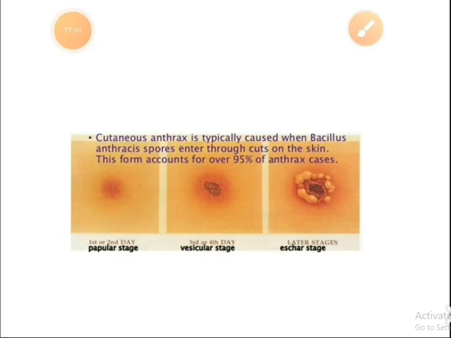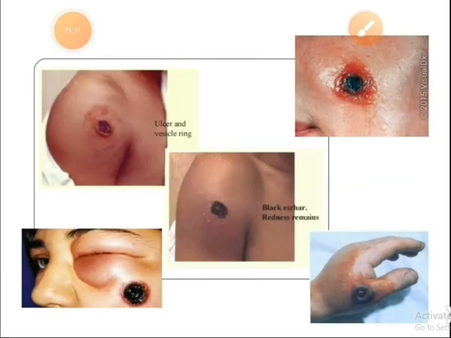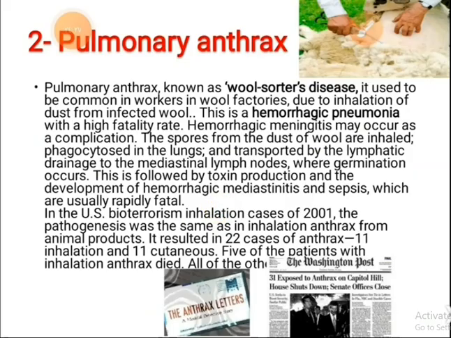Cutaneous anthrax generally resolves spontaneously, but 10 to 20% of untreated patients may develop fatal septicemia and meningitis due to spread of the microorganism inside the body. These are other pictures of cutaneous anthrax. We will see this characteristic black lesion surrounded by edema and vesicles. This is the characteristic black scar or malignant pustule.